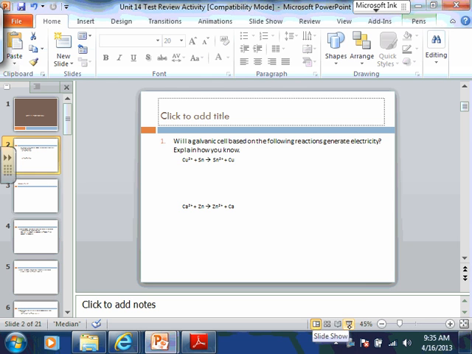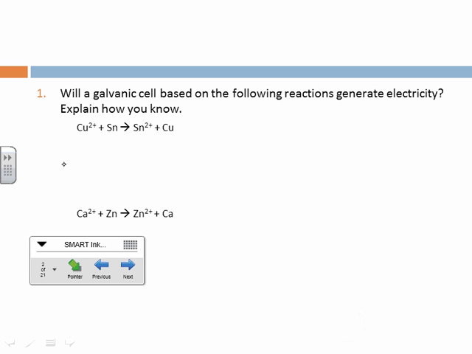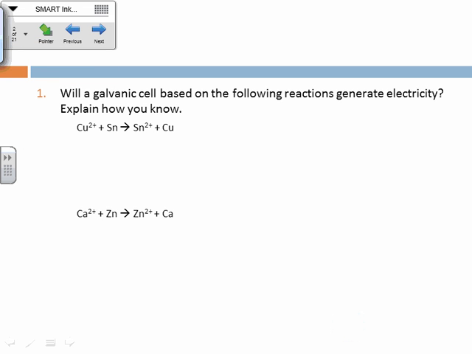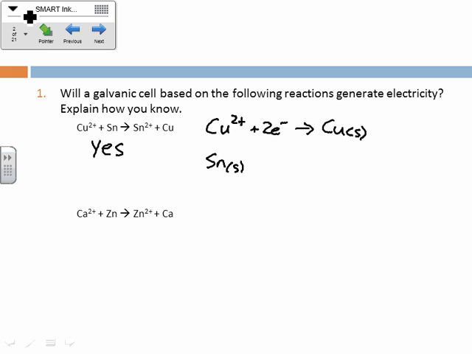Okay, so let's go ahead and talk about this one. Probably didn't take you too long to figure this out. Is the first one going to generate electricity? Okay, and really the answer here is yes. And this is really as simple as just looking at your reduction potential chart, right? So what we need to figure out here is the two half reactions we've got going on. The copper 2 plus 2 electrons is turning into copper solid, right? And then the tin solid is turning into tin 2 plus 2 electrons.